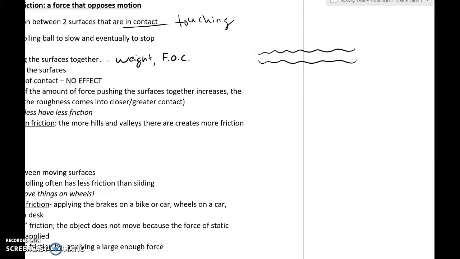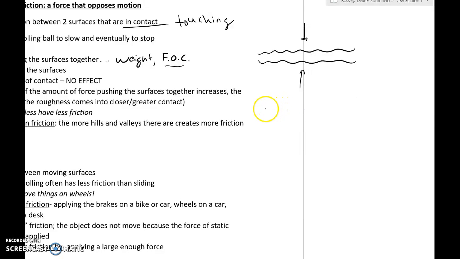So if these are the two surfaces right now, they aren't touching, so there's going to be no friction between them. But if I push them together, meaning I increase the force of contact, so I push from this side and I push from this side, that means that those bumps are going to come closer and closer together until they're touching, and then possibly until they're touching very, very closely and very, very hard.